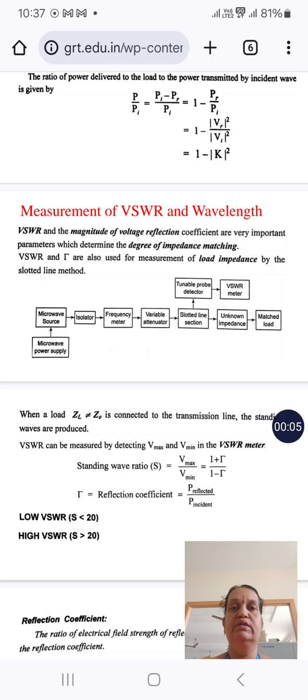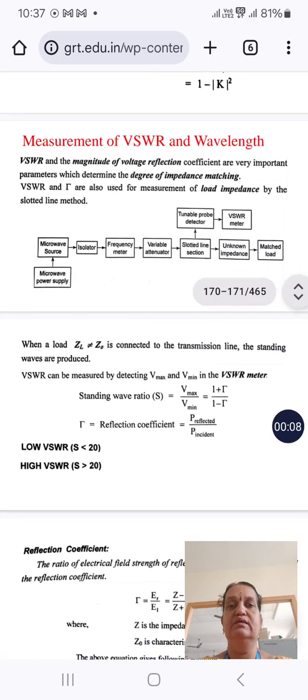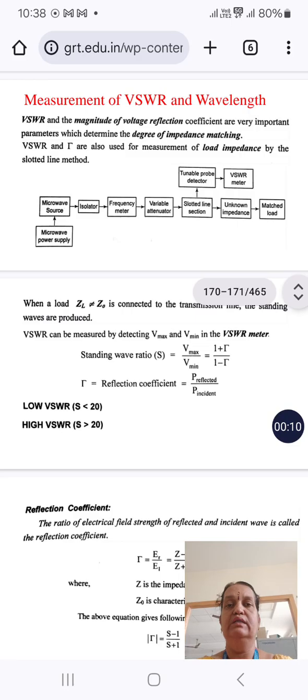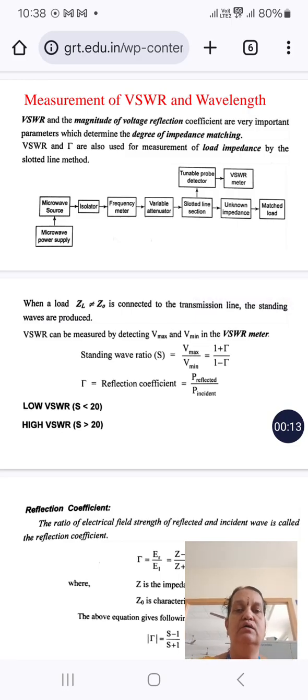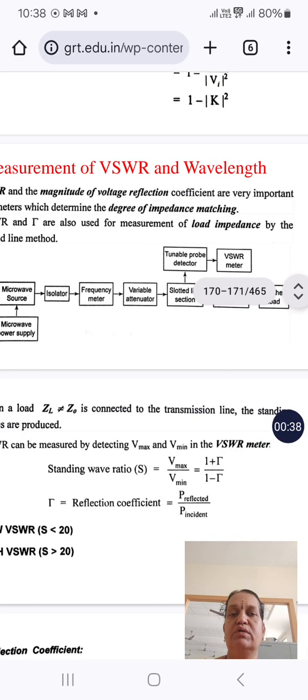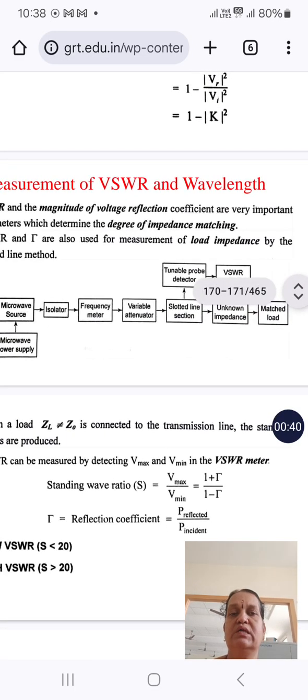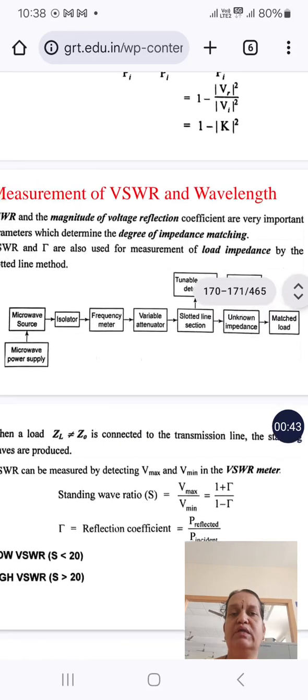Today we are dealing with transmission lines and RF system design. In that we have a special topic coming under transmission lines for high frequency signals: measurement of VSWR and wavelength. Before going to that, we should know what VSWR is, why it is needed to measure it, and what methods are available. Mostly three important methods are available, and we will see them one by one.